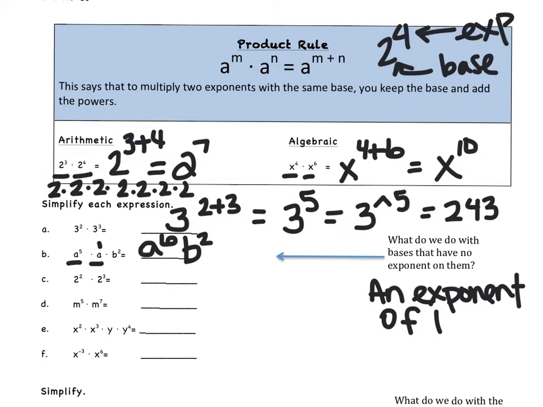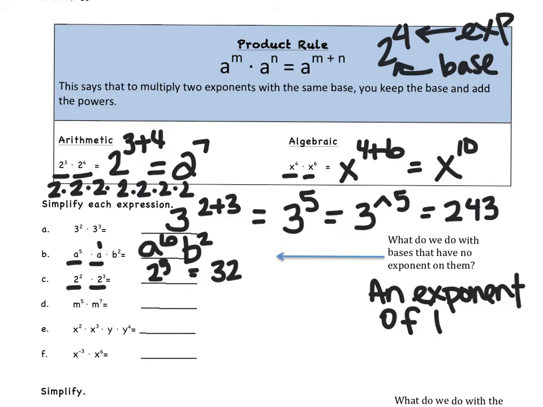In part C, our bases are the same. We have a 2 for each base. We combine our exponents by adding. 2 plus 3 is 5. And 2 to the 5th power is 32. When we have numbers for our bases, we're able to evaluate. For example, in part A, we got that 243. In part C, we got that 32. But in part B, when we didn't know what A and B were, we couldn't simplify completely. We had to leave them in the form of the exponent.